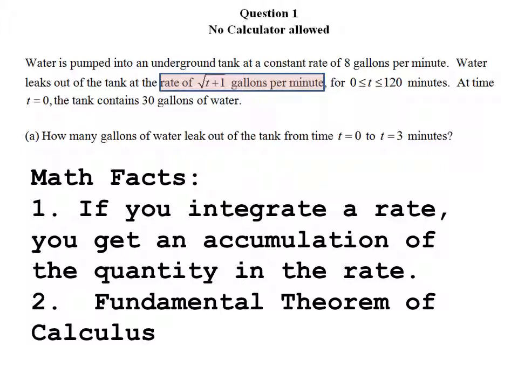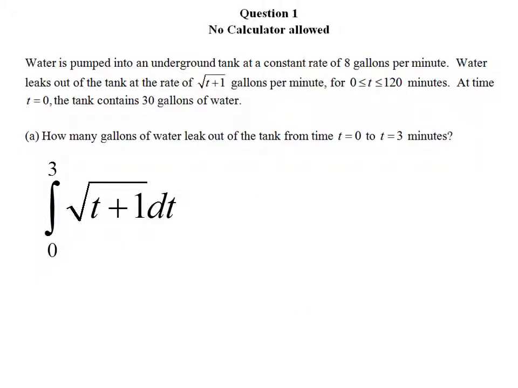So there is a rate of square root of t plus 1 gallons per minute, and that's the thing that we're going to integrate. So we write an integral of that. So that's our integrand, that same function, and we've got the limits of integration from 0 minutes to 3 minutes. Note the dt. That's an important part of the integral expression. It formally ends the integral. You get 1 point for the integrand and 1 point for the limits of integration.